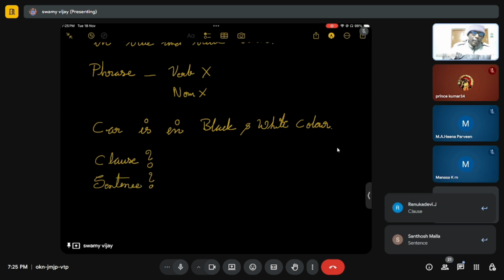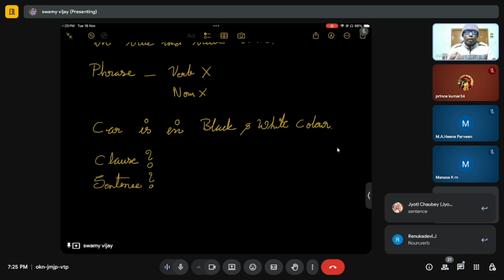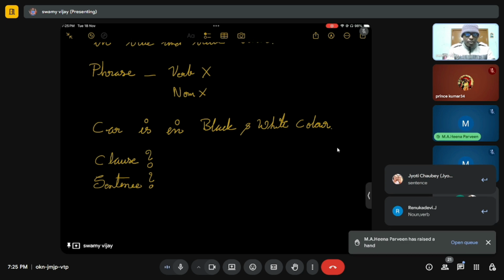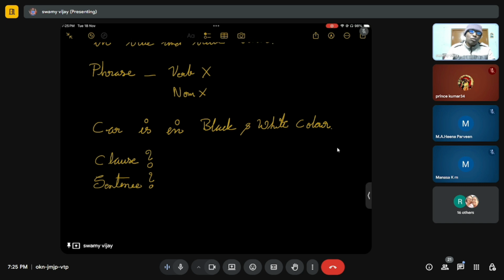Which one is it? If it is a sentence, then what is the difference between a sentence and a clause? If it is a clause, then what makes this clause different from a sentence? Now understand what a sentence is according to Wren and Martin grammar, which we generally consider standard. A group of words, part of a sentence, which has a complete sense or meaning is called a sentence. That's what we have learnt.